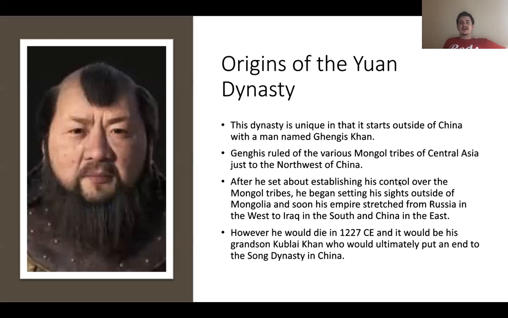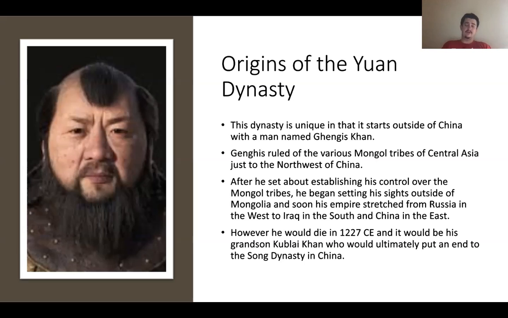So the origins of this dynasty actually start outside of China, like I had mentioned, and started with a man by the name of Genghis Khan. This is not Genghis, by the way. This is somebody else we'll get to in a second. He managed to unite the several different Mongol tribes of Central Asia. Like I said, it's just to the northwest of China. And he set about establishing his control over the different tribes of Mongolia. And then after he managed to combine them, he started setting his sights outside of Mongolia. And soon after his death, eventually, the Mongol Empire would stretch from Russia in the west to Iraq in the south and China in the east. So I believe, as far as total land area goes, the Mongol Empire was the largest empire in human history.